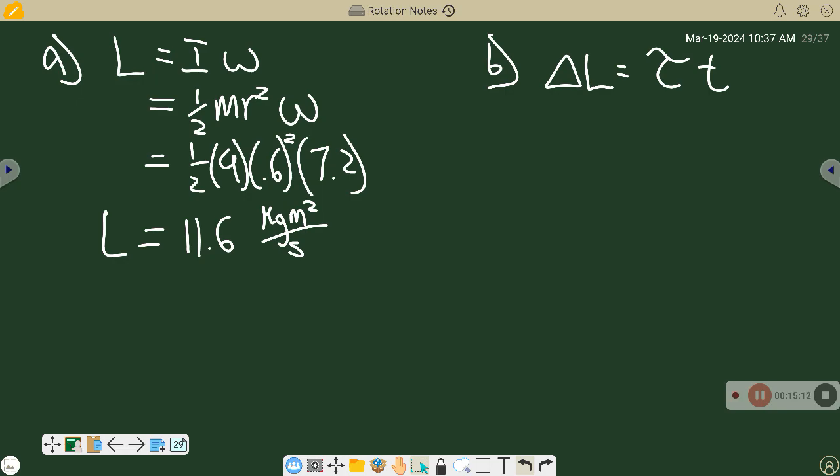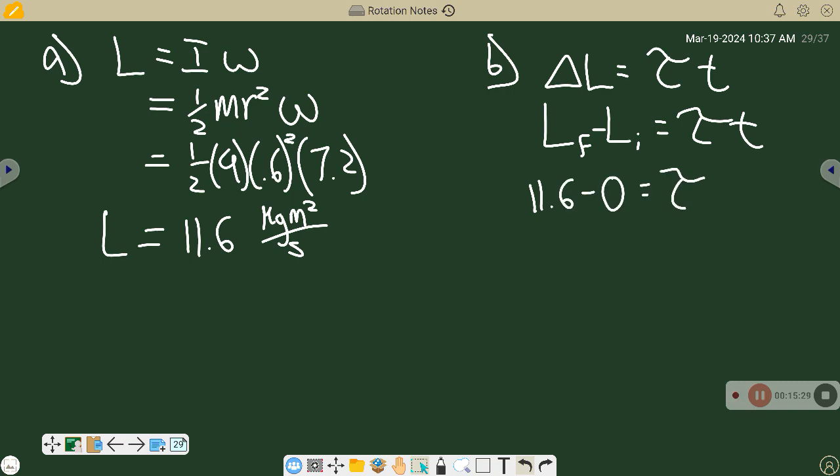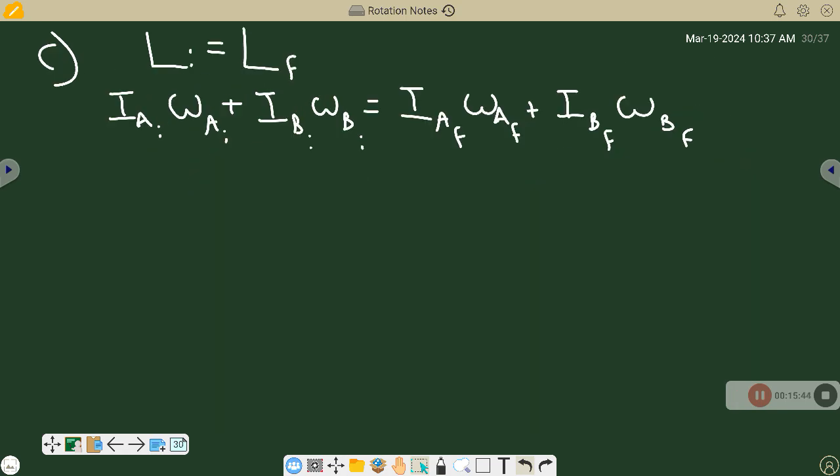Over on the right here, I have to solve for the torque acting on it. So what is that going to look like? Well, the final momentum minus the initial momentum equals torque times time. We know the final momentum is 11.6, the initial momentum is 0, torque is what we're solving for, and time is 2. So torque is going to be equal to 11.6 divided by 2, which is about 5.8. Those two aren't too difficult.